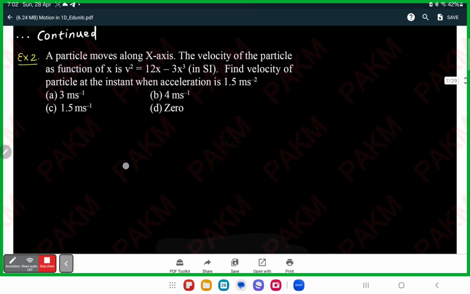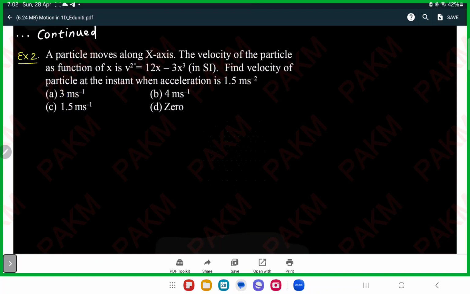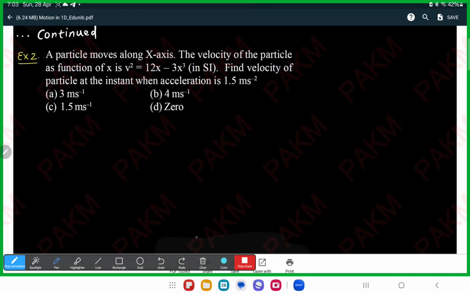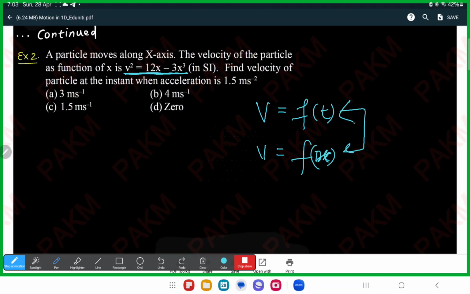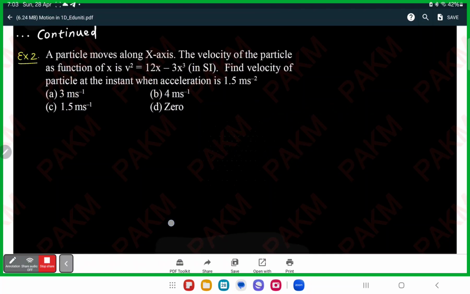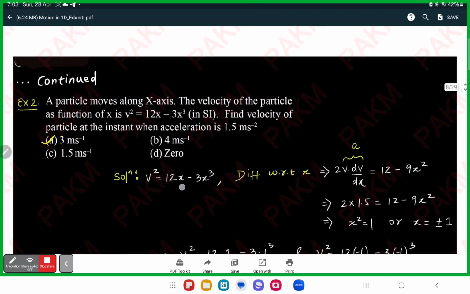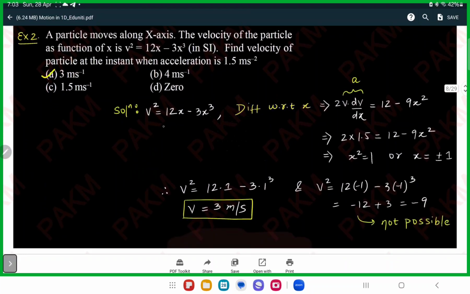Now let's see the question. A particle is moving along the x-axis with a velocity, and this is given as a function of x. Always remember there is velocity as a function of t and velocity as a function of x. These are two different cases. And if you want to calculate, here v as a function of x is given.